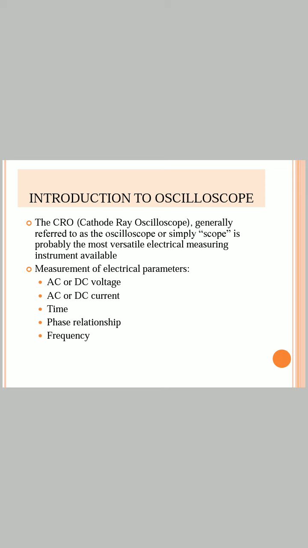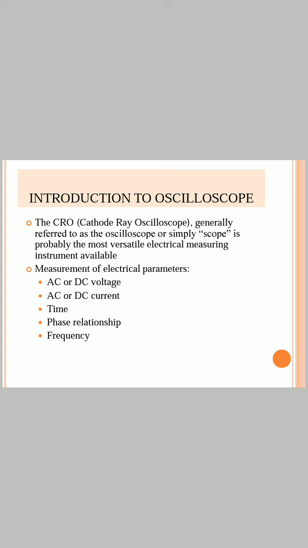The CRO, basically called cathode ray oscilloscope, is used to see the pictorial representation of a wave and also measure the parameters of our waveform like frequency, time period and other physical quantities. The CRO, generally referred to as the oscilloscope or simply scope, is probably the most versatile engineering measuring instrument available.